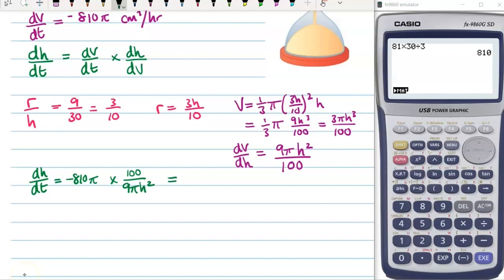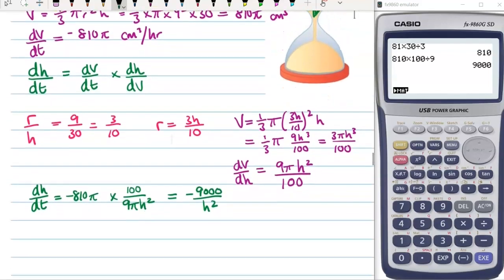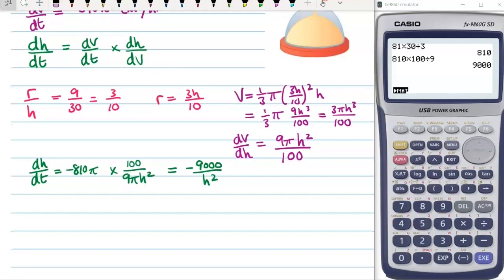Now those pi's are going to cancel and the numbers will do some working out as well. So 810 times by 100 and divide by 9. It's going to be reducing at a rate of 9,000 over h squared. So at 20 minutes, which was what was given in the question here, we need to work out the h.